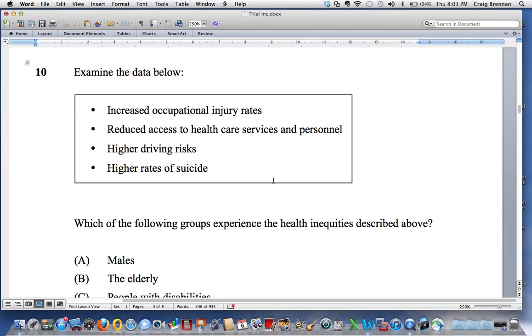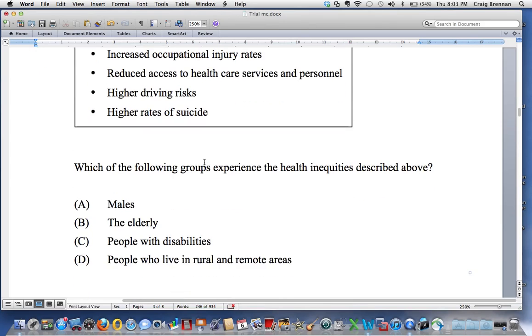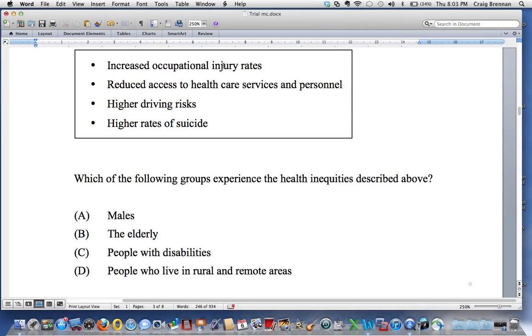In question 10, examine the data below. Increased occupational injury rates, reduced access to healthcare services and personnel, higher driving risks, higher rates of suicide. Which of the following groups experienced the health inequities described above? So we have a look at this. Straight away we know that they've got increased occupational injury rates. They've got reduced access to healthcare services. So males can't have reduced access if females don't, so we get rid of that. We could talk about the elderly, but I don't think the elderly have really higher rates of suicide, so I'm going to take that out.